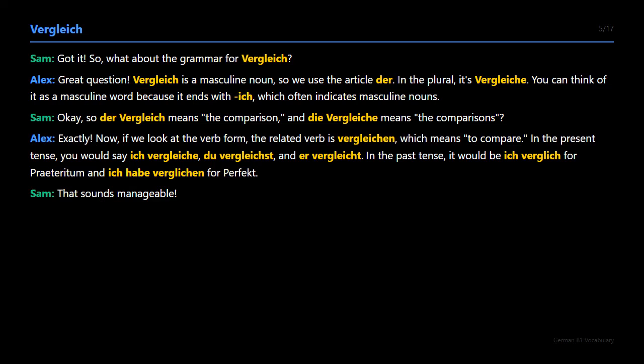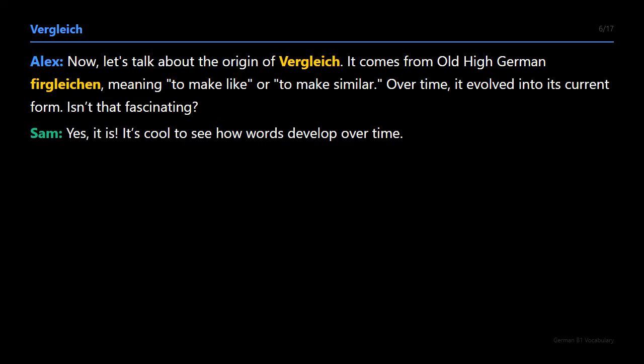Now, let's talk about the origin of Vergleich. It comes from Old High German vergleichen, meaning to make like or to make similar. Over time, it evolved into its current form. Isn't that fascinating? Yes, it is. It's cool to see how words develop over time.